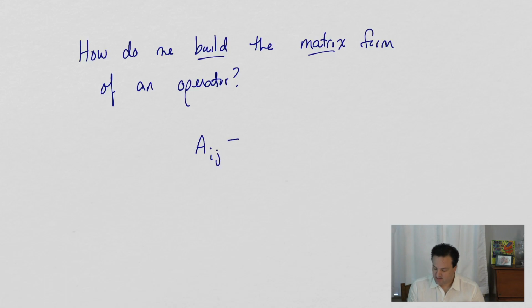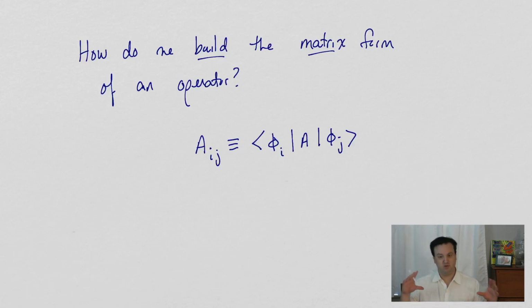That is defined to be this product of the ith eigenvector with A with the jth eigenvector. And this really is the definition for what number goes in that particular entry of the matrix. This operation seems really hard to do, although it's kind of pretty to look at, because I've constructed a beautiful scalar by squishing my operator in between two of my eigenstates.